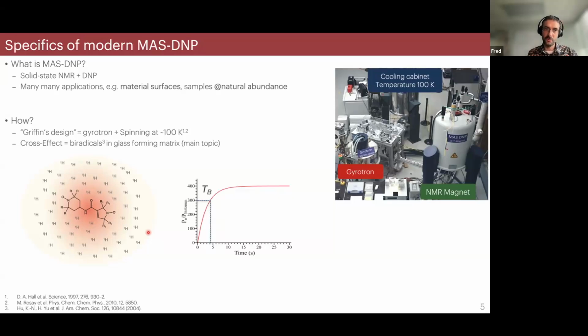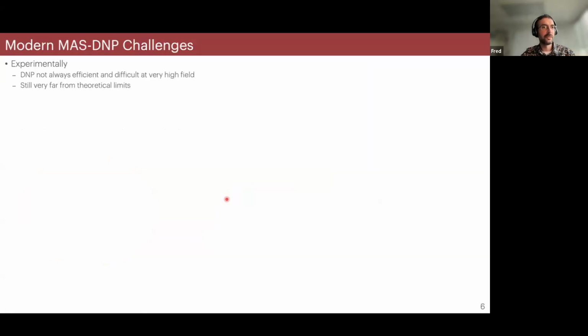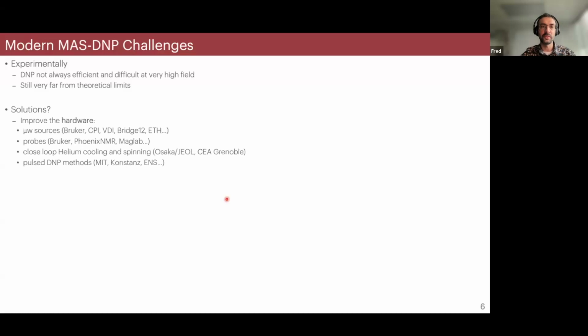The advantage of these biradicals is that they generate the cross effect, which in a sense creates the nuclear spin hyperpolarization very quickly. And so far, I can be wrong, but the cross effect provides the best sensitivity per unit time and the best high field performance. Of course, not everything is great. DNP is not always efficient, especially at very high field, and we are still very far from any theoretical limits when it comes to hyperpolarization.